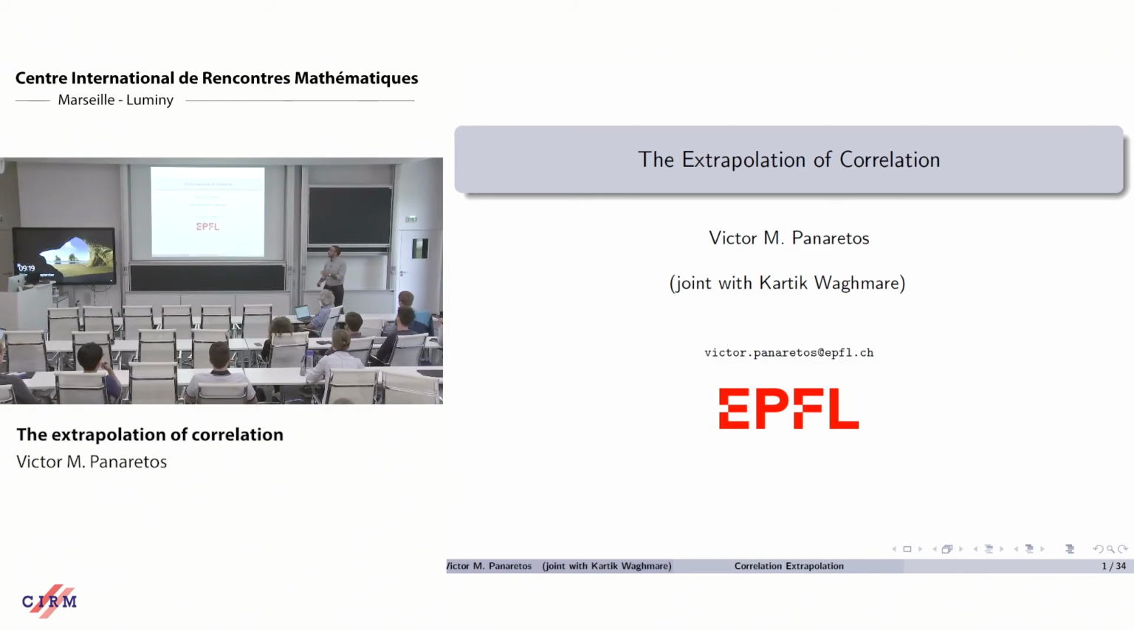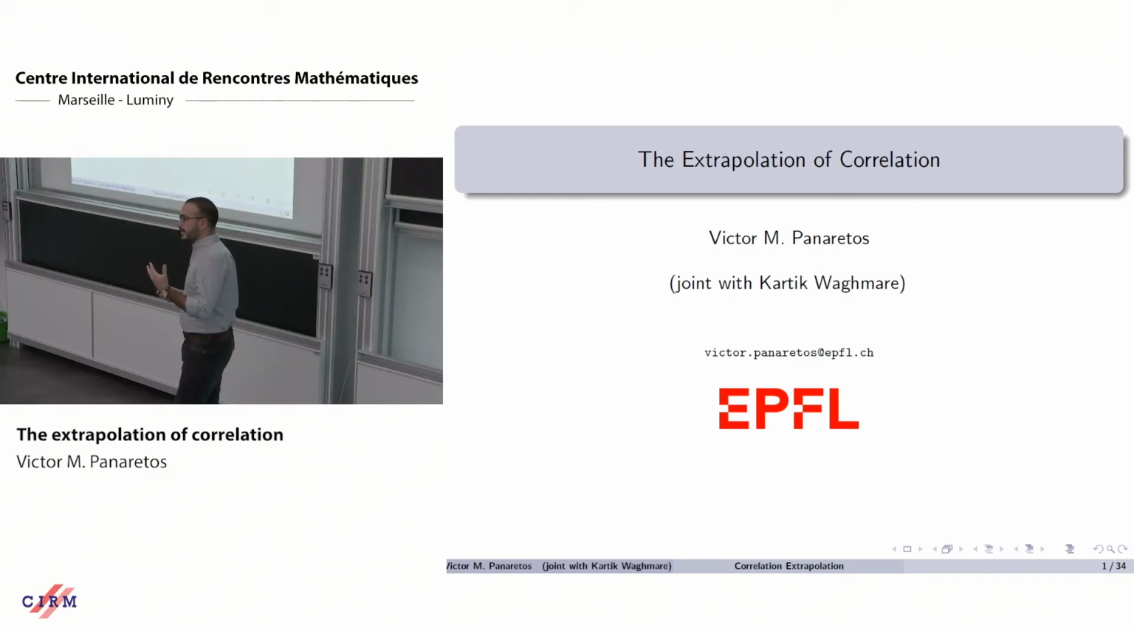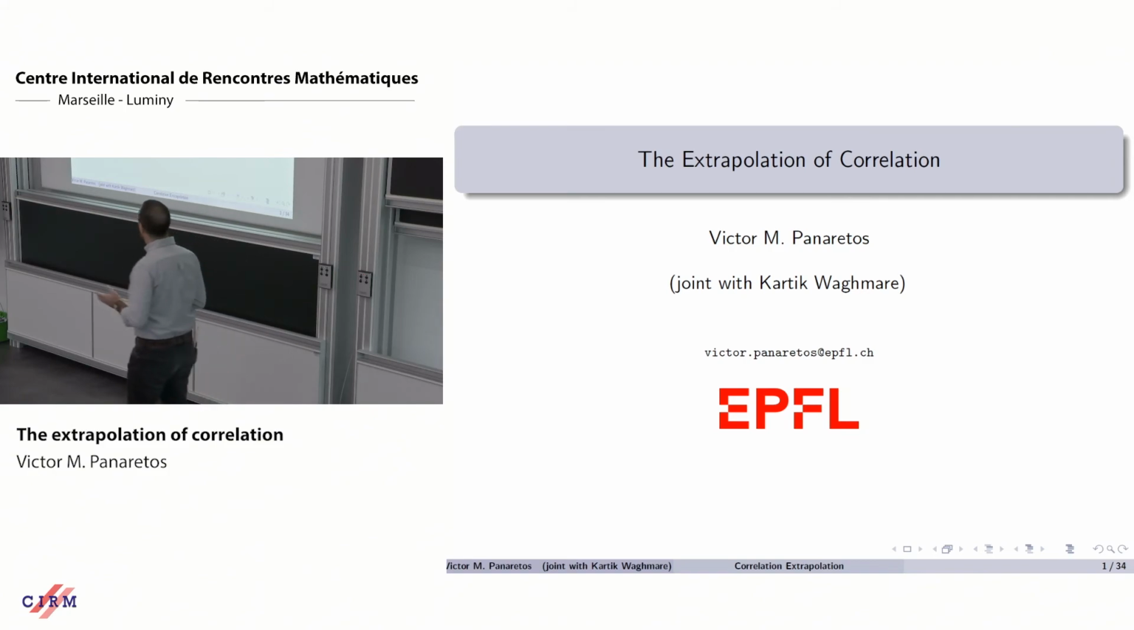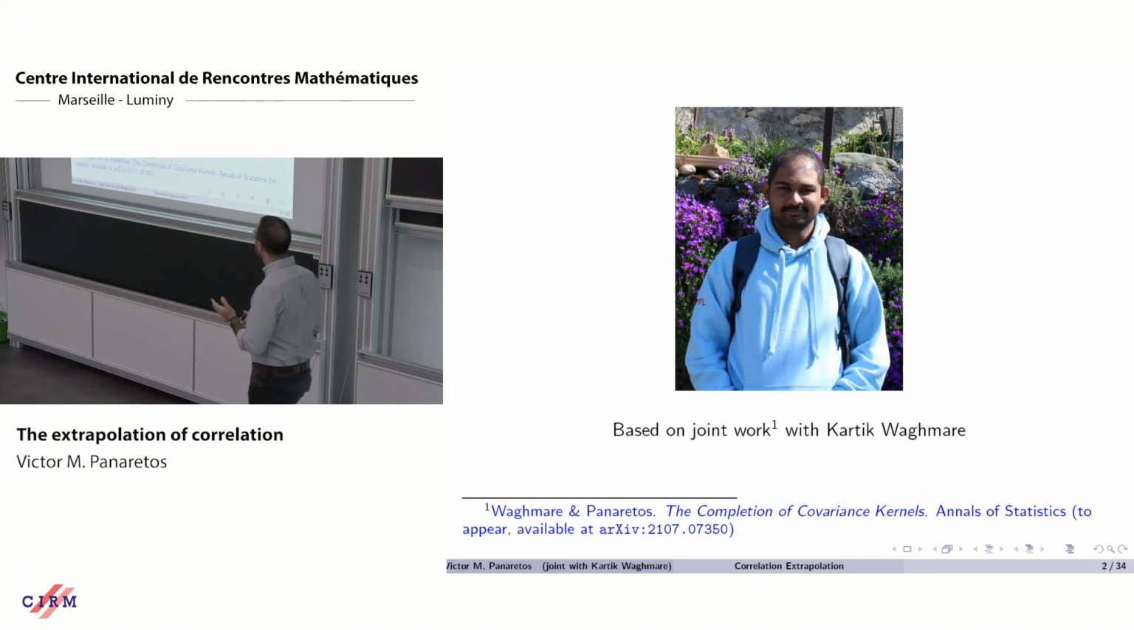So the title of this talk is the extrapolation of correlation, but it's really the extrapolation of covariance. I just couldn't resist the rhyme. And I tried to think about whether it ties in with the theme of the workshop, which is about prediction and forecasting. And to some extent it does, because you could really think about it as how do you forecast unseen correlations or covariances. And I'll try to make that precise, of course, very quickly. I should say this is joint work with my PhD student, Kardik Wagmer, and you can read more on the archive in the corresponding paper.